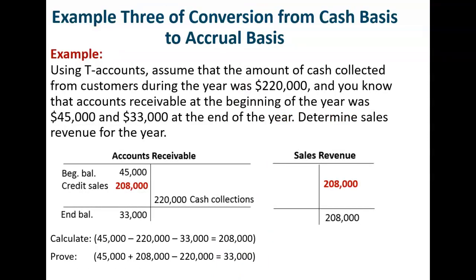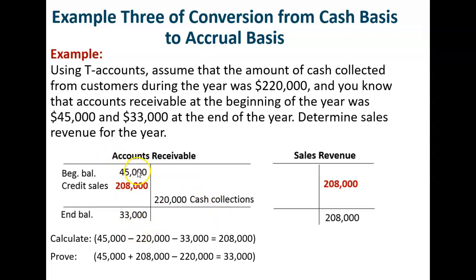Let's work one more example. Using T accounts, assume that the amount of cash collected from customers during the year was $220,000. And you know that accounts receivable at the beginning of the year was $45,000 and at the end of the year was $33,000. If you set this up in a T account, what would the debit to accounts receivable have to be to make these numbers work?